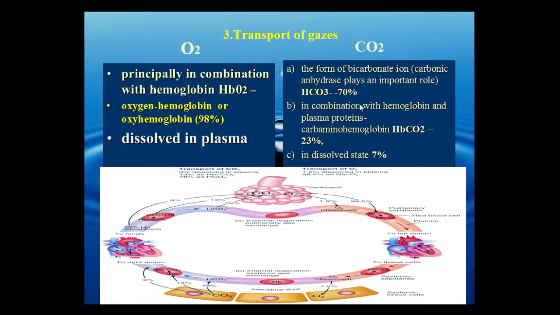Besides this, carbon dioxide can be transported in combination with hemoglobin and plasma proteins. It's carbaminohemoglobin, or hemoglobin carbon dioxide, which is approximately 23%, and approximately 7% of carbon dioxide can be transported in a dissolved state.